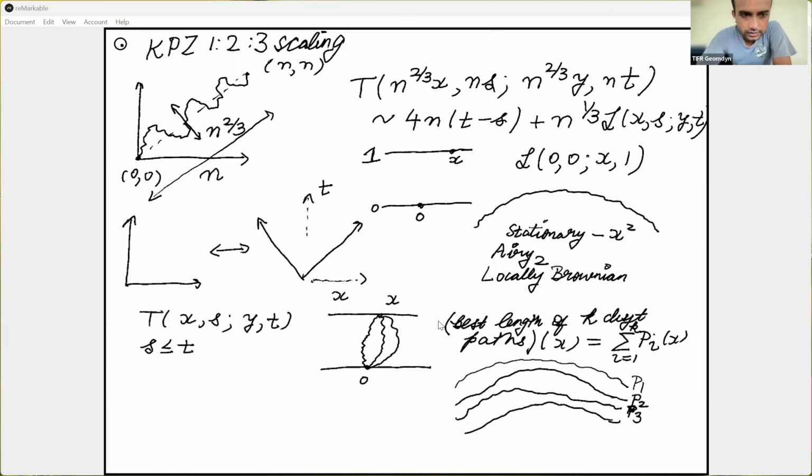Okay, so sorry, what is the definition of this object, the Airy line ensemble? Yeah. No, maybe I won't tell the definition. No, that is okay.